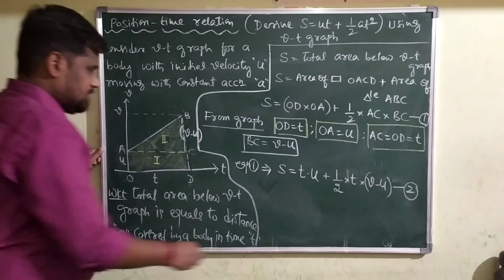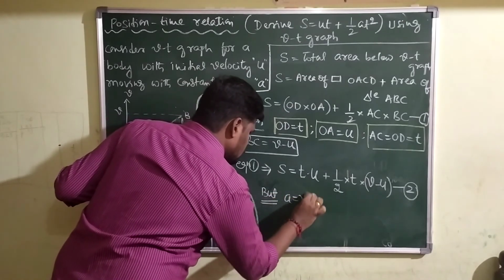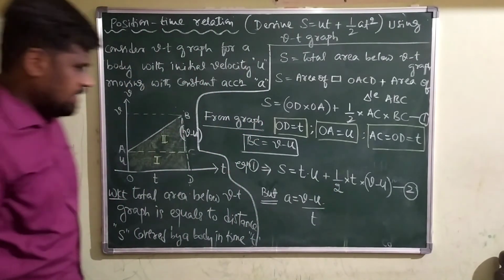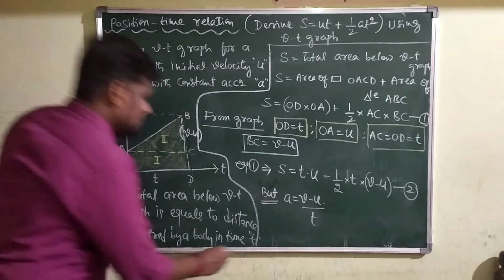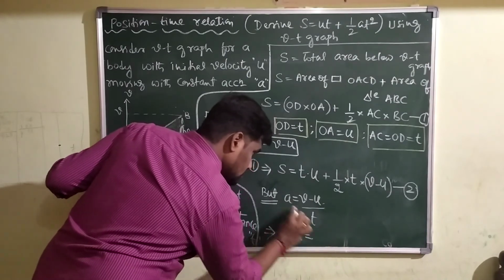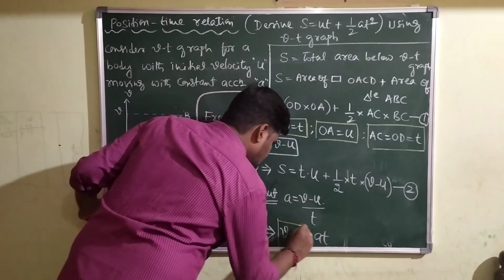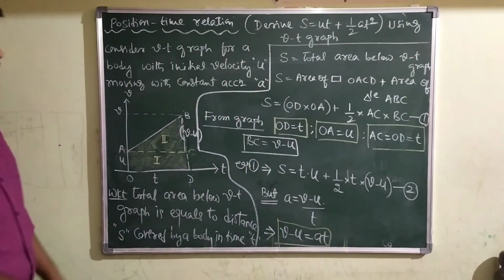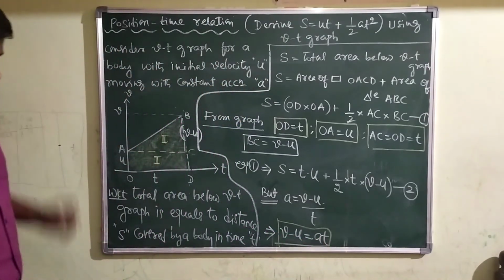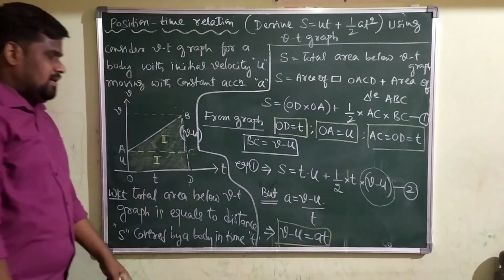Next, what is acceleration? A is equal to V minus U by T. This implies V minus U should be AT. The value of V minus U is equal to AT. Concentrate here. Now I can substitute V minus U as AT. Help me, what happens now?